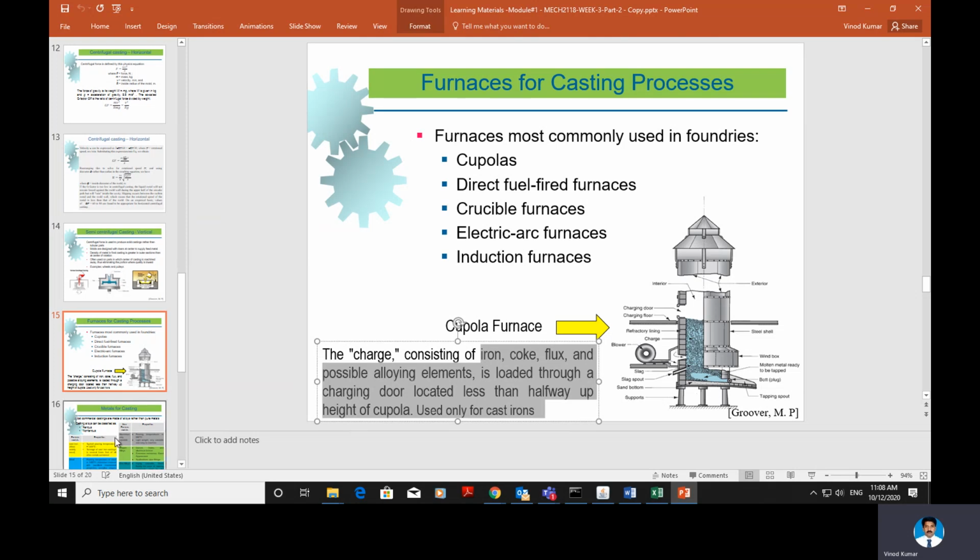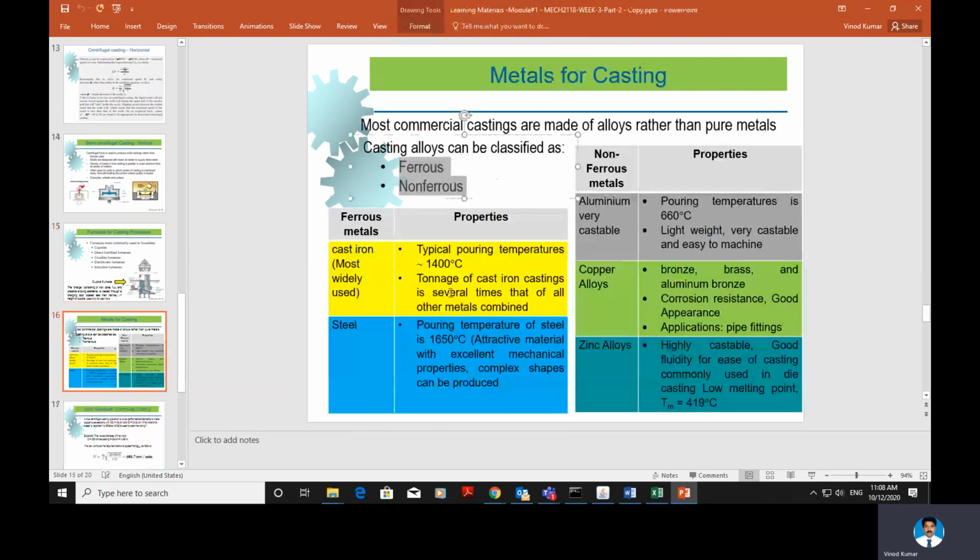Now we have metals. What are the metals which can be used for casting? Normally we go for ferrous and non-ferrous metals. In the ferrous category, for cast iron, typically the pouring temperature is 1400 degrees. One of the most commonly cast materials is cast iron. And then steel, pouring temperature is 1650 degrees, an attractive material with excellent mechanical properties. Complex shapes can be produced from steel. These are the commonly used ferrous metals: cast iron, which is the most widely cast material, and then steel.